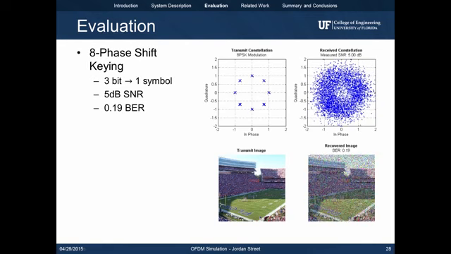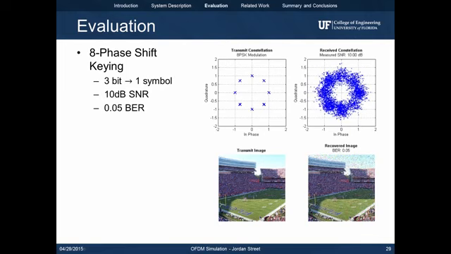8 phase shift keying expands QPSK by doubling the number of points along the unit circle. 8 PSK maps 3 bits to 1 symbol. For 5 dB SNR, we achieve a bit error rate of 19%. By increasing the SNR to 10 dB, we can reduce the BER down to 5%.